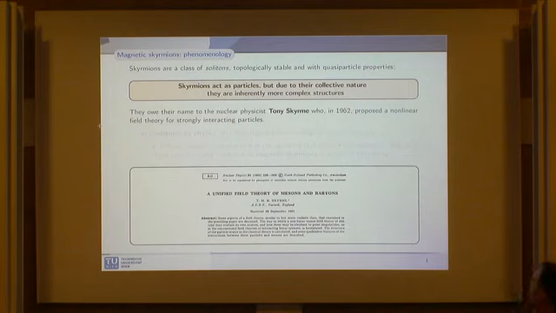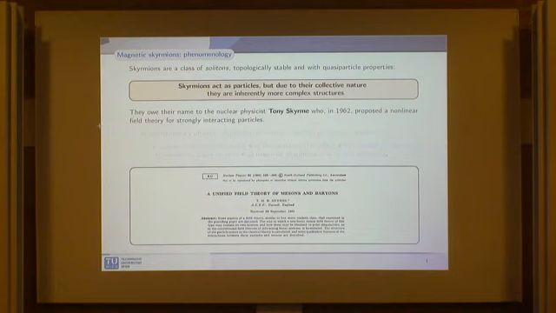They are also quasi-particles, which means that they behave like particles, but they have a kind of collective nature, which makes these entities more complex. The name comes from the nuclear physicist Tony Skyrme, who studied at Trinity College in Cambridge, and who proposed this nonlinear field theory for stable interacting particles. The paper is from 1961, published in 1962. This is the paper where he proposed this model of skyrmions to treat elementary particles in a different way.